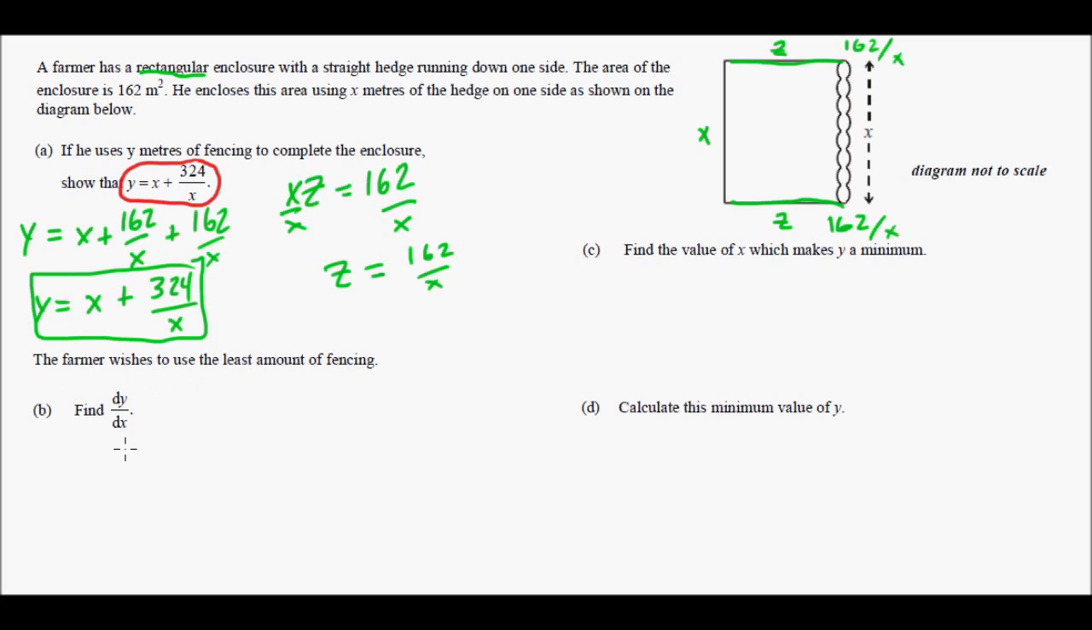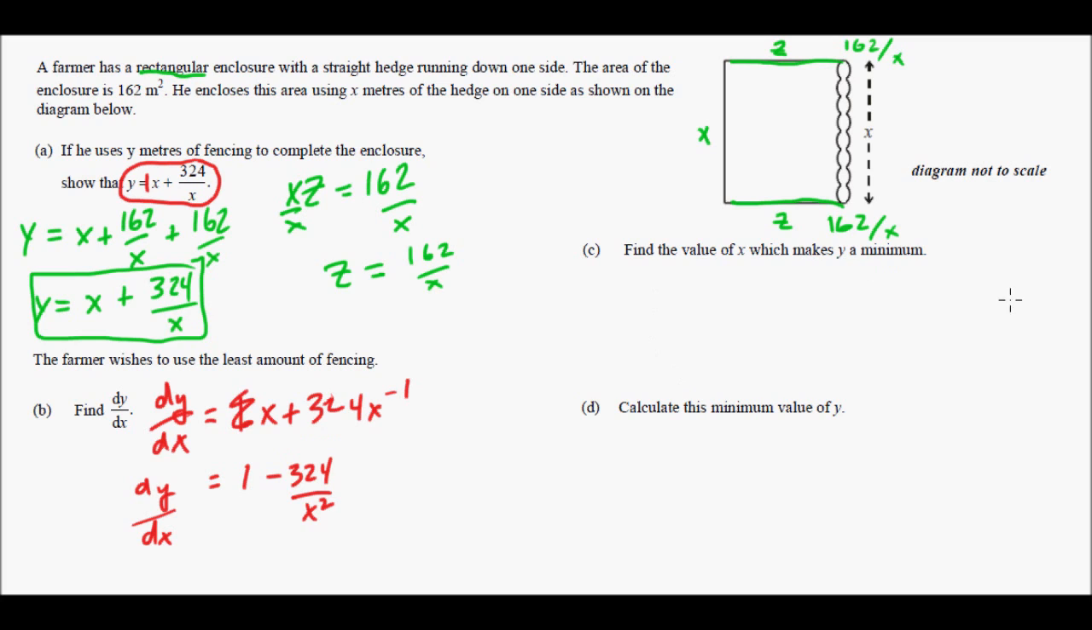The farmer wishes to use the least amount of fencing. Find dy/dx. So they want you to find the derivative. You guys can do that. This is 1x, so it's going to be 1, and then let me rewrite it: X plus 324 x to the negative 1. So it's going to be 1 minus 324 over x squared. I took that down one and simplified it. Hopefully we're to the point now where we can do that.